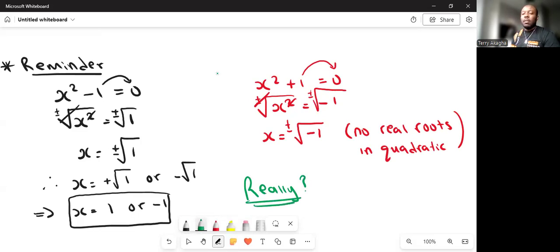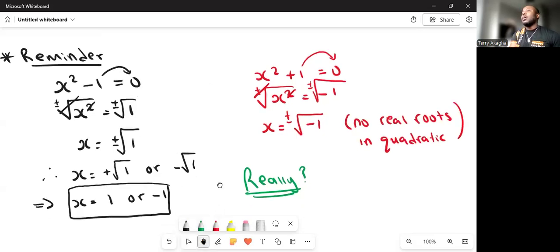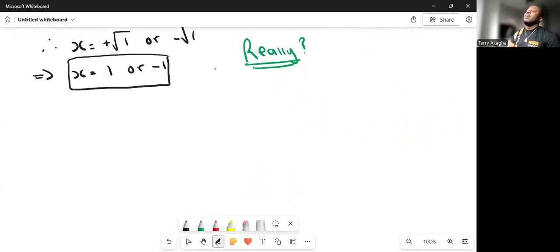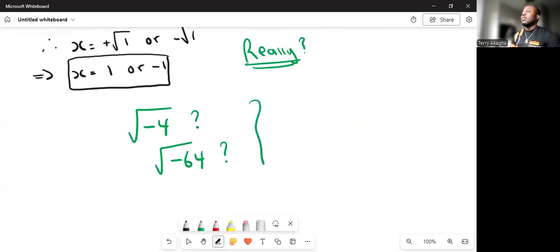Does that make sense? That is why we have this topic here. After we're done with this topic, when I give you something like square root of minus 4, or square root of minus 64, you'll be able to get an answer. That's the essence of why we're talking about complex numbers.